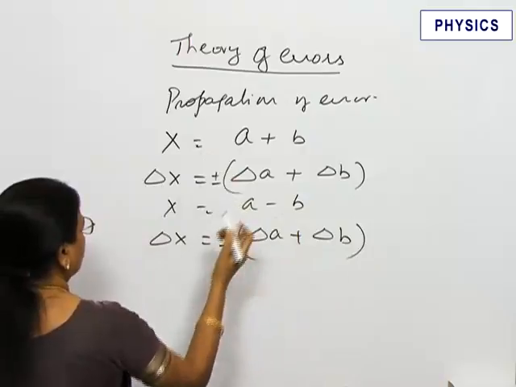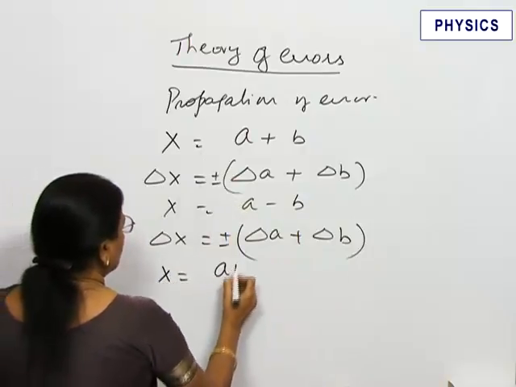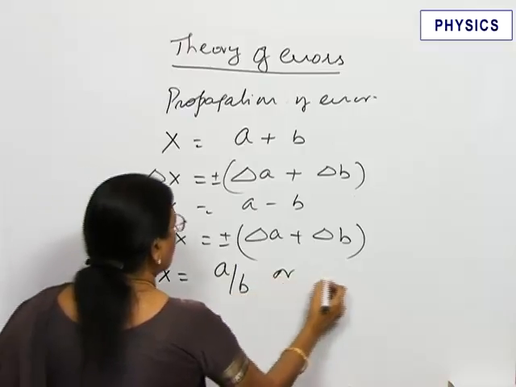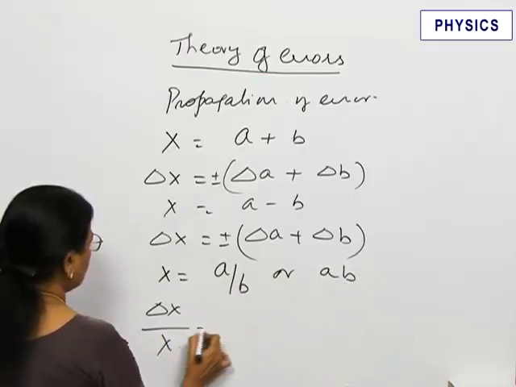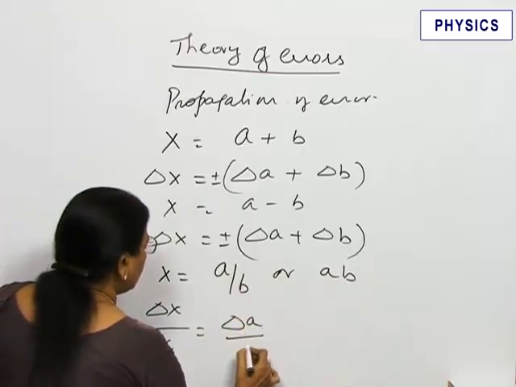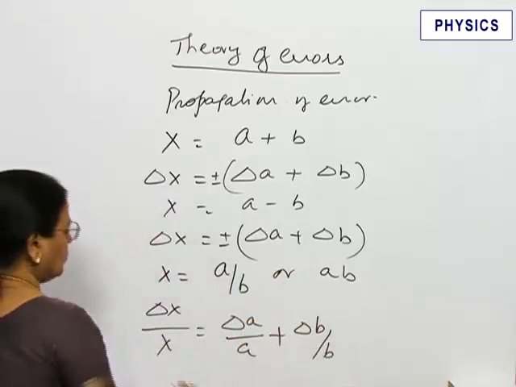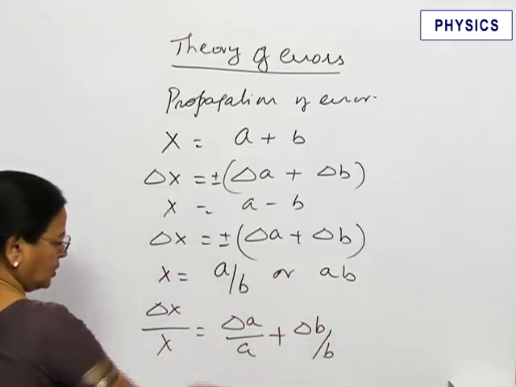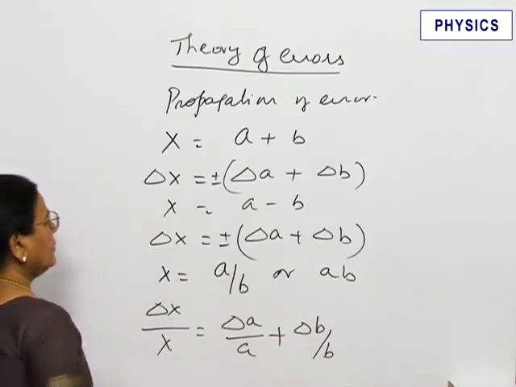So addition, subtraction. Suppose you have x given as a by b or ab, then delta x by x is equal to delta a by a plus delta b by b. Both cases, both product as well as quotient, division. This is the fractional error. Okay.